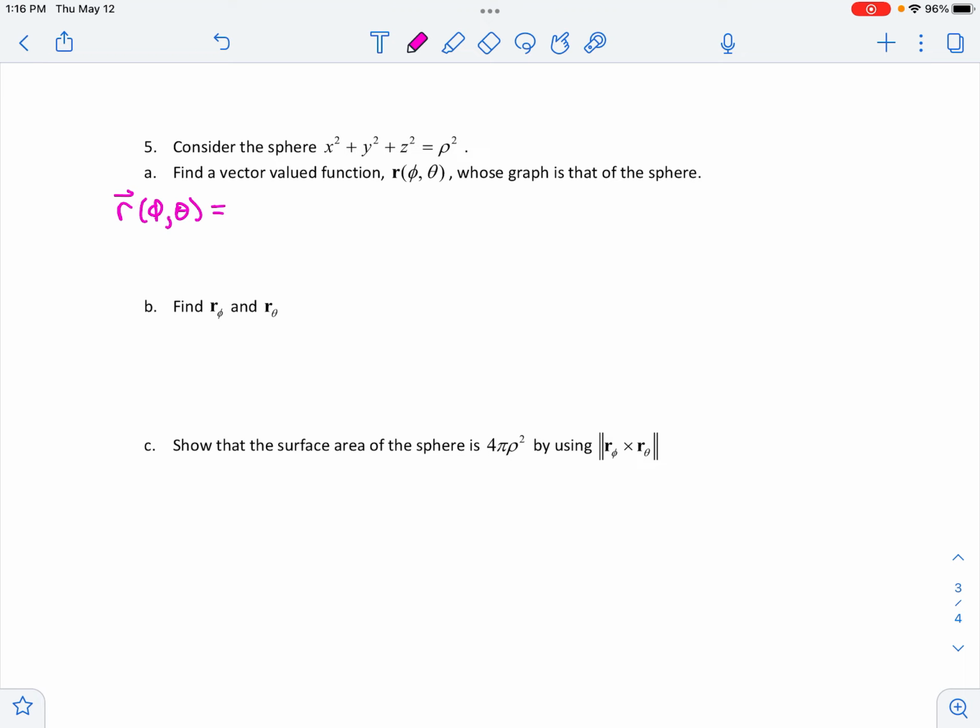Now, we know what these look like. For the x-coordinate, we're going to have rho sine phi cosine theta. And then for the y, we have rho sine phi sine theta. And then for z, we have just rho cosine phi.